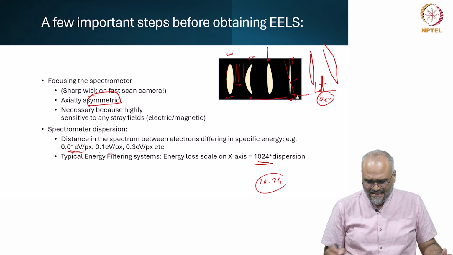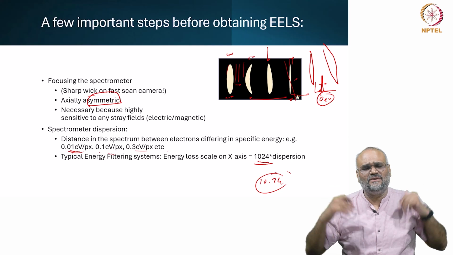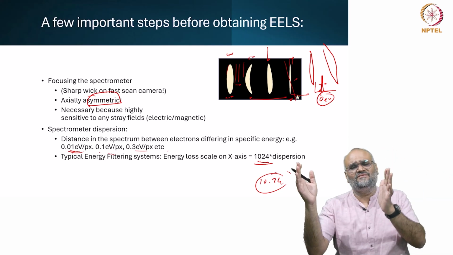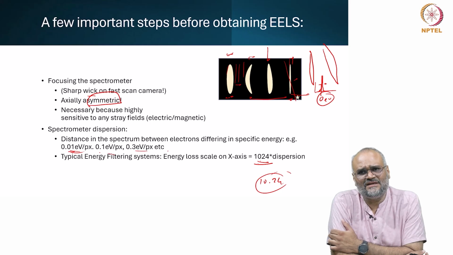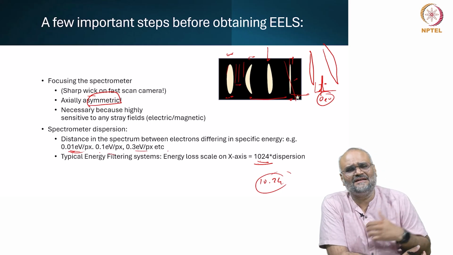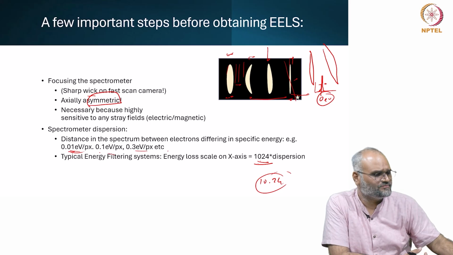With 0.1 eV I am looking at a 102 eV window, and this gives me the bulk plasmon and some of the low loss energy events only. So this is how you start tuning your spectrometer and start obtaining data in EELS.